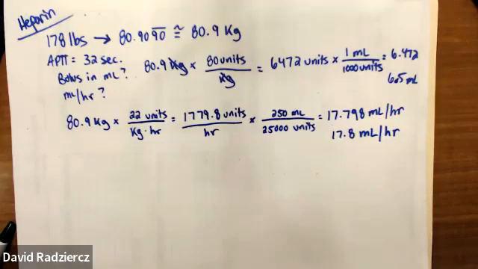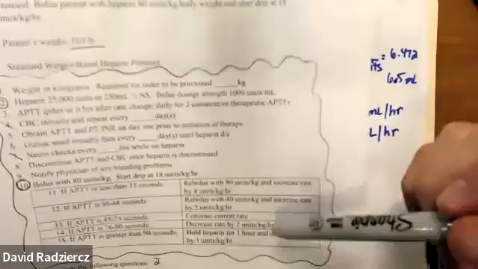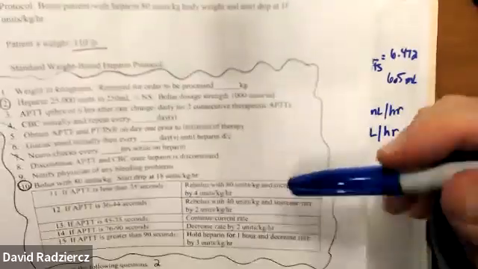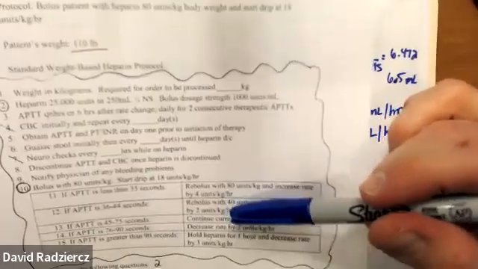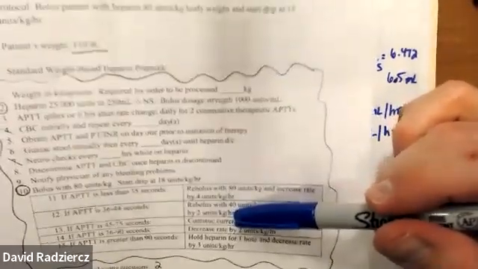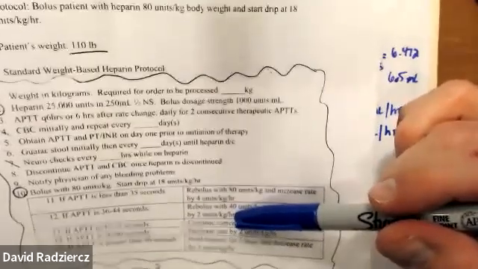Dr. Ray, I have a question. Yeah. So for C part 2, for the 20 units, how did you get that? Did you do the 40 divided by 2? No. Okay. So remember, it says increase the rate by 2 units per kilogram per hour. What was my original units per kilogram per hour?